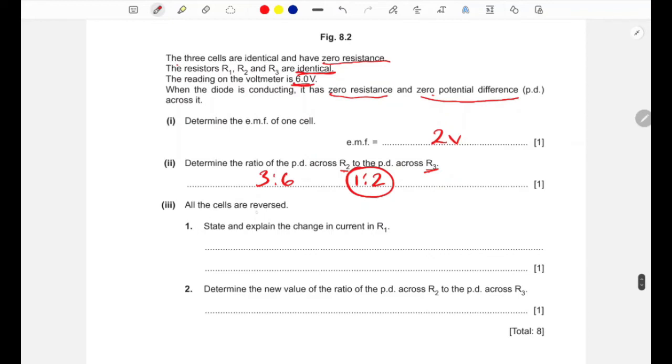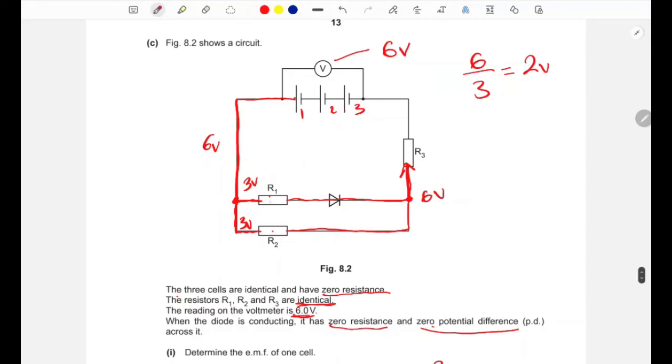All cells are reversed. So when the cells are reversed, the flow of current is also going to be reversed. State and explain the change in current in R1. So this is R1. Let me just erase everything so I can make it clearer. So now the flow of current is going to be clockwise. So it keeps on moving here, and over here we have the diode. Now this diode only allows current in one direction, so it's not going to allow current in this direction, so no voltage would be passing through to R1.